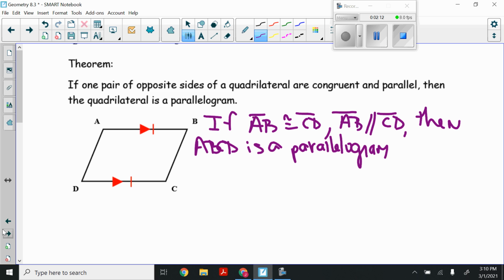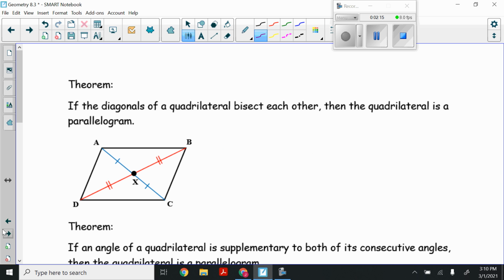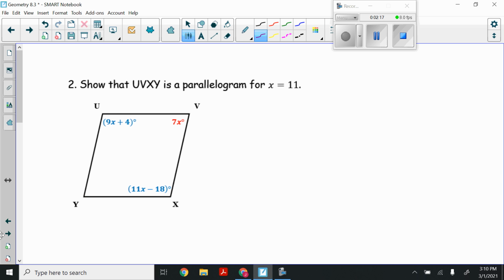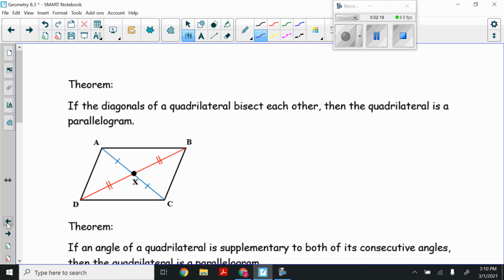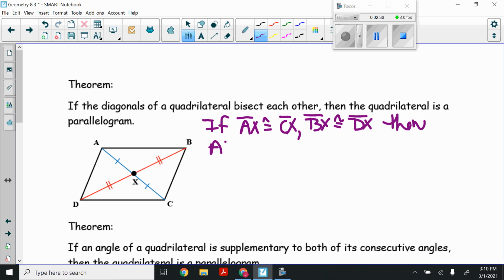All right, the next one. If the diagonals of a quadrilateral bisect each other, then the quadrilateral is a parallelogram. So I can say if AX is congruent to CX, and BX is congruent to DX, then I can say ABCD is a parallelogram.